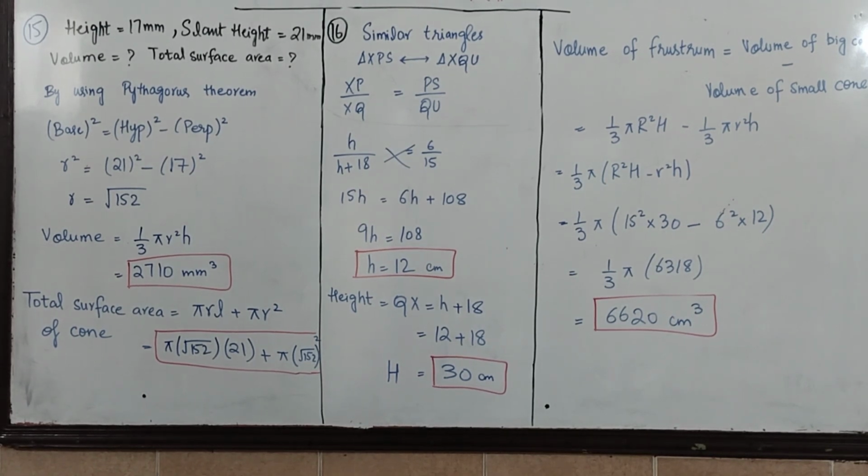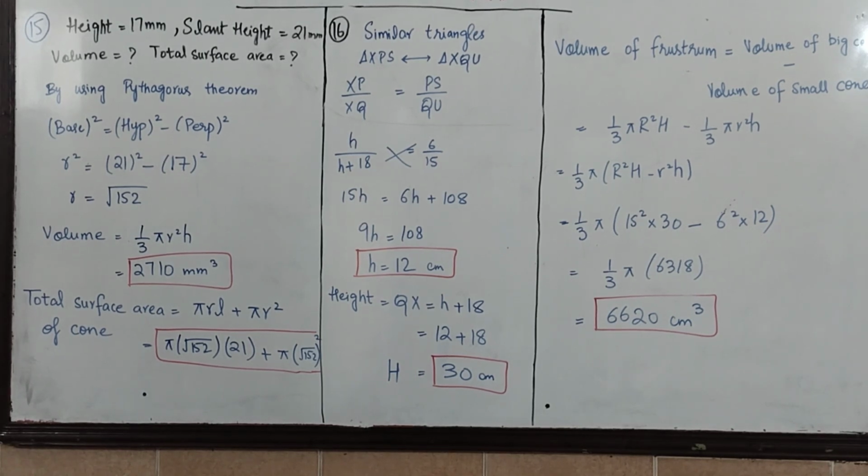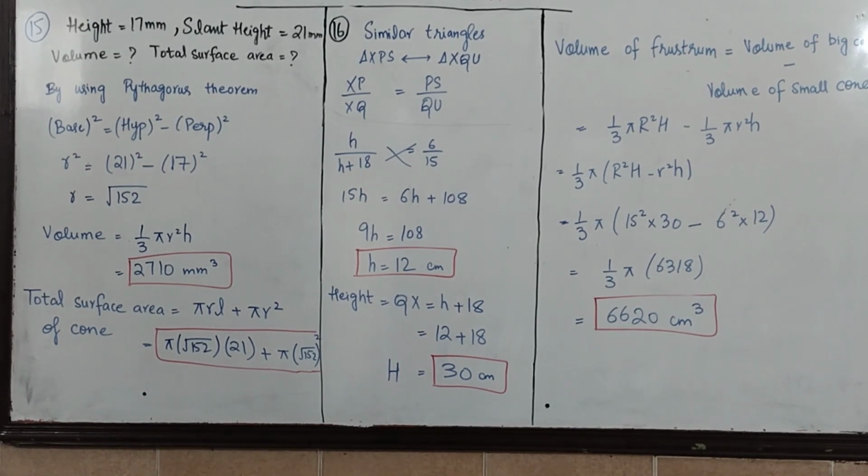Okay, so next you have to calculate the total surface area. Total surface area formula is pi rl plus pi r square, where L means the slant height and its value is 21. So put the values in the formula and calculate it. This is question number 15.